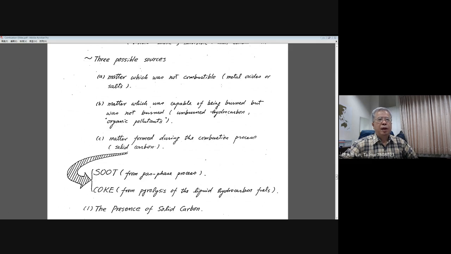For example, for the coal, sometimes the coal composition has a small amount of metal oxides or salts. Those kinds of materials cannot be burned through the combustion process, and they are just small solid particles emitted out through the exhaust system. Okay. The second matter was capable of being burnt but was not burnt. Actually, this is related to the so-called incomplete combustion.